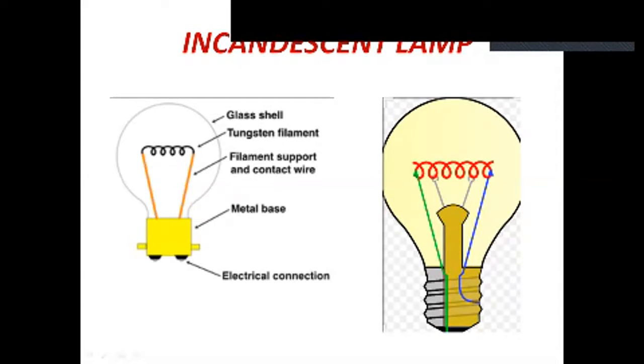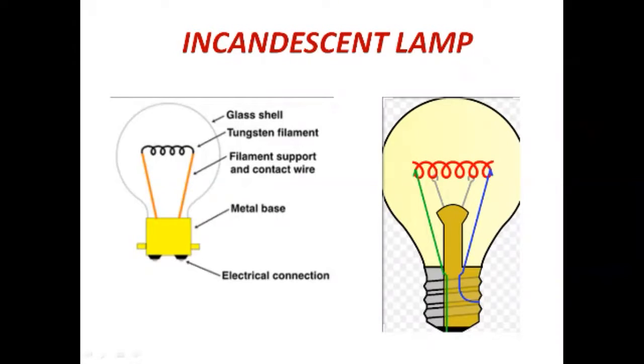In the figure, we can see that an incandescent lamp has different parts: a glass shell, tungsten filament, support and contact wire, metal base, and electrical connection. Through the electrical connection, we apply electricity and that electricity passes through the tungsten filament. The filament gets more heated and becomes white-hot, giving light. This is the lighting effect given by the incandescent lamp.